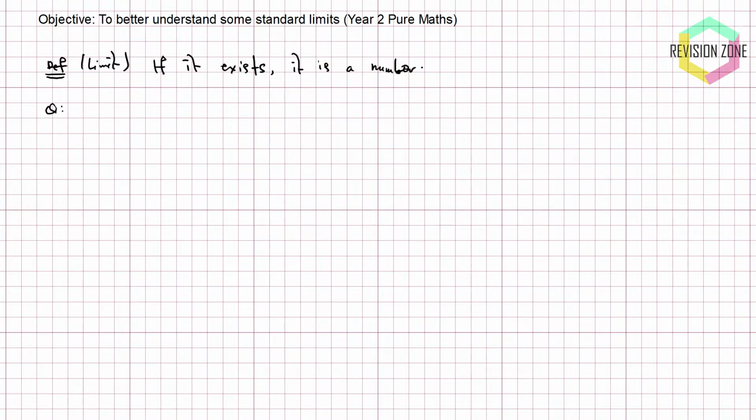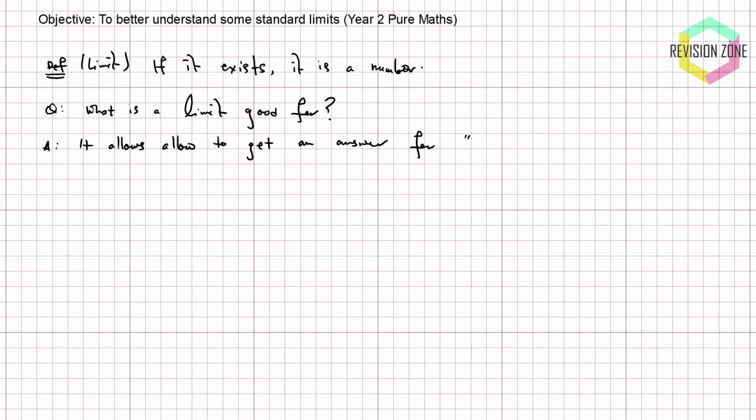So let me try and fill in my definition by writing down some questions and trying to answer them. One question might be, what is a limit good for? I'm going to give a very brief answer, which is it allows us to get an answer for the calculation 0 divided by 0 in some special cases. It's not always possible to work out the answer of 0 divided by 0. It's only possible in some special cases.